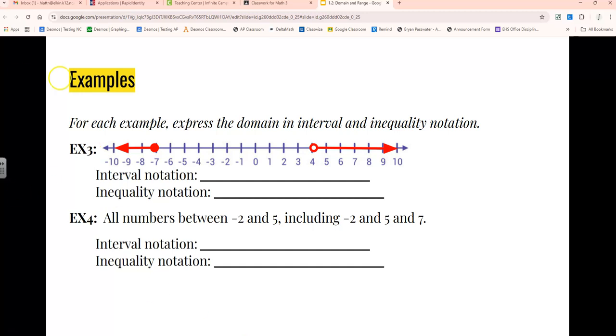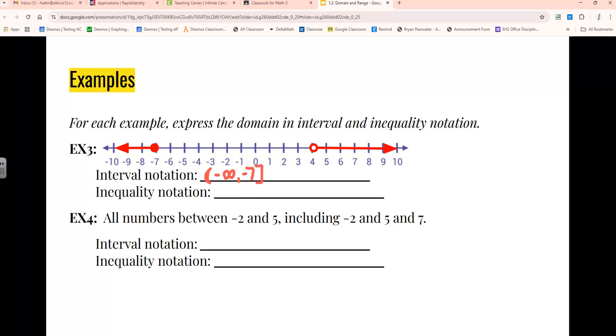These here are arrows on the end, so that's telling us that we keep on going in this direction. So even though it kind of looks like it stops at -9 or -10, that arrow means it goes past that. So you're going to have parentheses, -infinity, comma, -7, bracket right there.